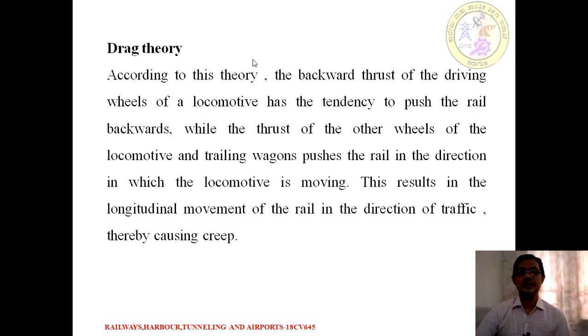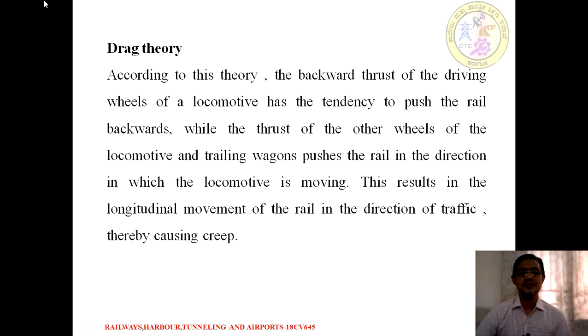Next theory is the drag theory. According to this theory, the backward thrust of the driving wheel of a locomotive has a tendency to push the rail backward, while the thrust of the other wheel of a locomotive, or the trailing wheel, is going to push in the direction of the locomotive where it is moving.